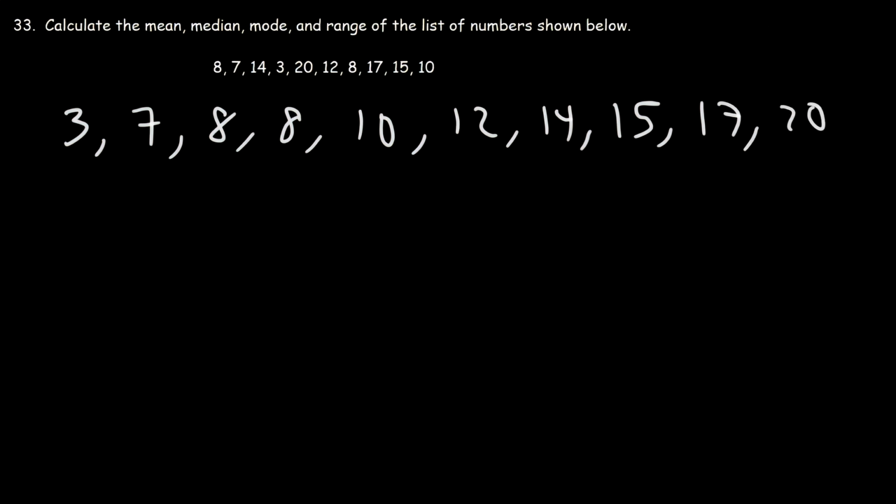So what is the mean of the numbers that we have here? The mean is basically the sum of all the numbers divided by the number of numbers that we have.